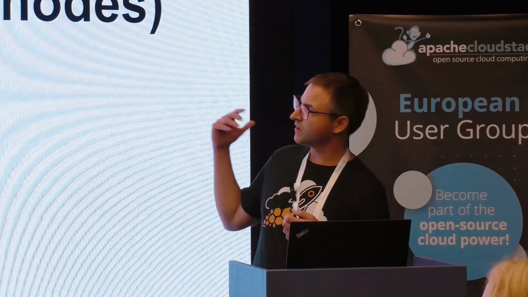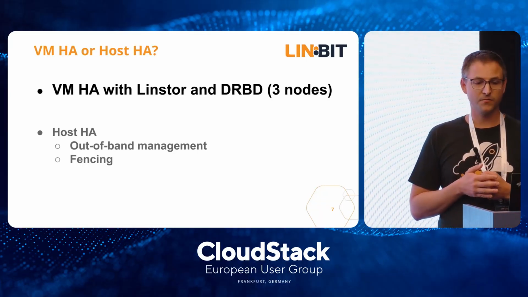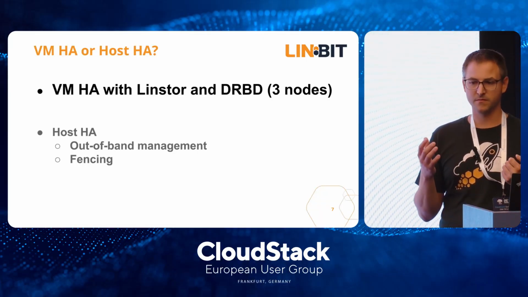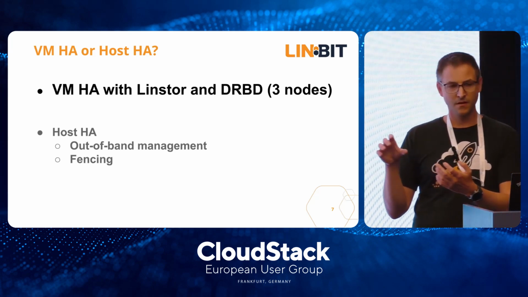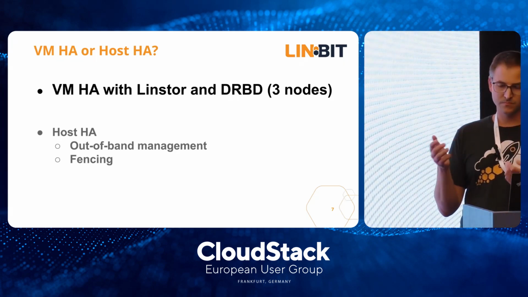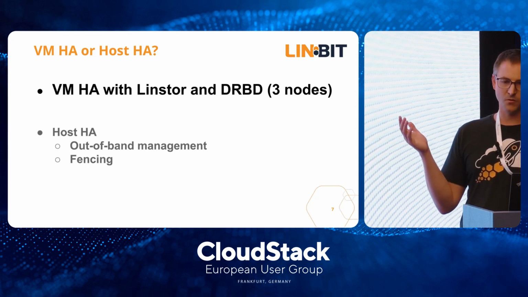And then CloudStack will try to fence the other host if it goes down. And for Linstor, we don't need host HA. So that's what we recommend to our customers: only use the VM HA, because Linstor and DRBD with quorum, so you need at least 3 nodes for the quorum majority, takes care that split brains don't happen. So if one node would get isolated, it would say, okay, I don't have quorum majority.